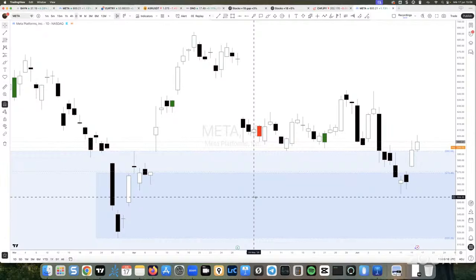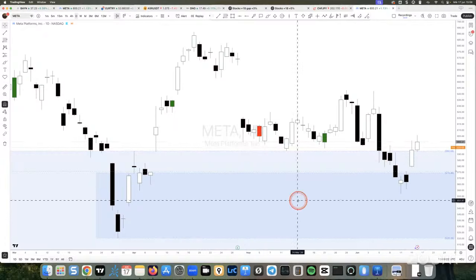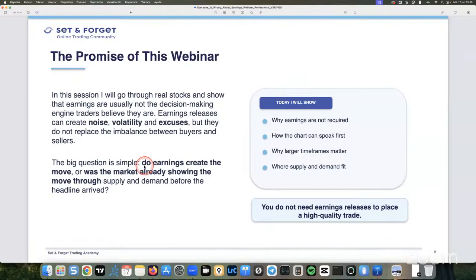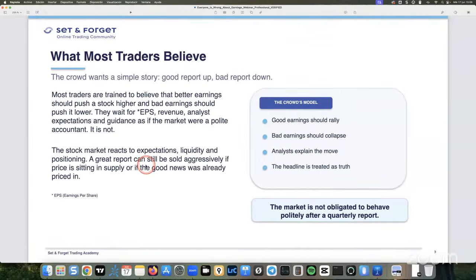I mean, do you know what I'm saying here? That's insane. Nobody is able to compile all that information to make a decision. You are adding layers and layers and layers of difficulty, of complexity. Most traders are trained to believe that better earnings should push a stock higher, but that doesn't happen. Almost all the time, the opposite happens.